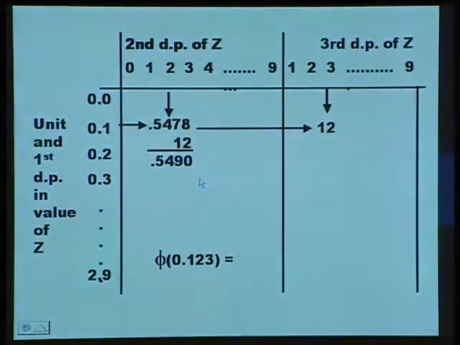Adding the two gives you 0.5490, which means that the value of phi of 0.123 is 0.5490. Very often, the value of phi is given to you, and you have to use the reverse process to find the value of z. Let's see how to find the value of z when the value of phi is given.